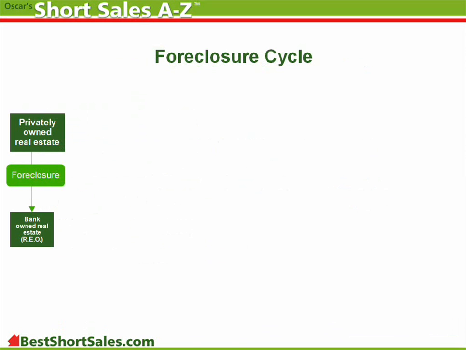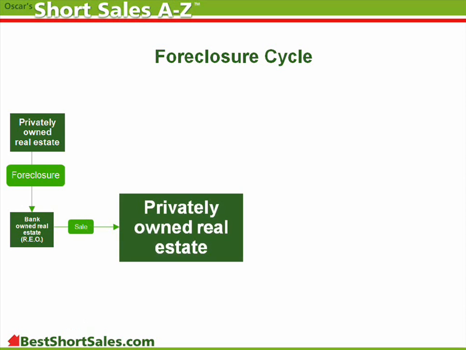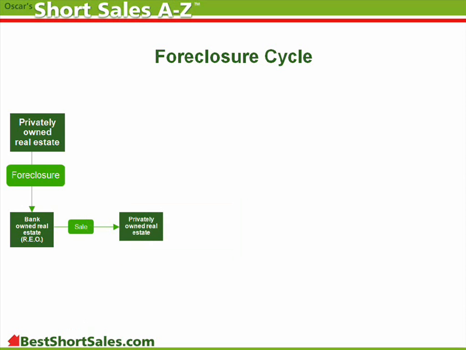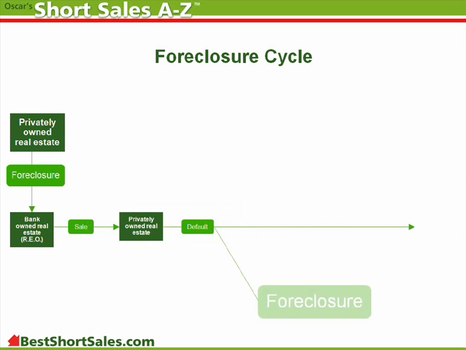As soon as possible, the bank will sell the property for as much as possible to a private individual. The property will be privately owned real estate again, but with a new owner. If this new owner defaults, there will be three options. The least palatable of the options is foreclosure. Foreclosure is the result of the homeowner losing ownership rights over a property due to default.